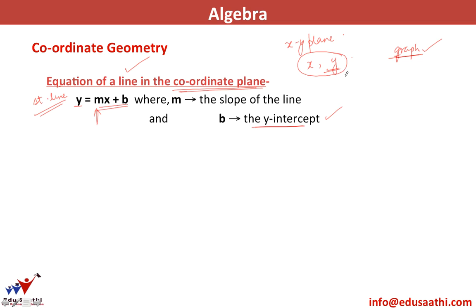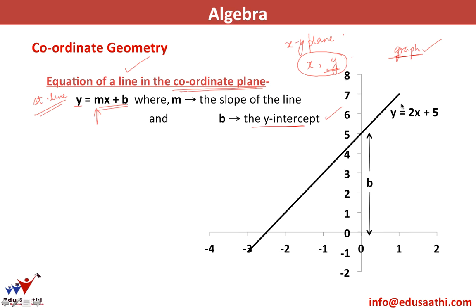Y-intercept of the graph is the y-coordinate of the point at which the graph intersects the y-axis. Let's look at the graph first. So let me just look at the graph that we have here. Now, if I look at it, the graph cuts the y-axis at 5. So the distance between the origin and the point where it cuts the y-axis is known as y-intercept. Similarly, the distance between origin and the point where it cuts the x-axis would be known as x-intercept.